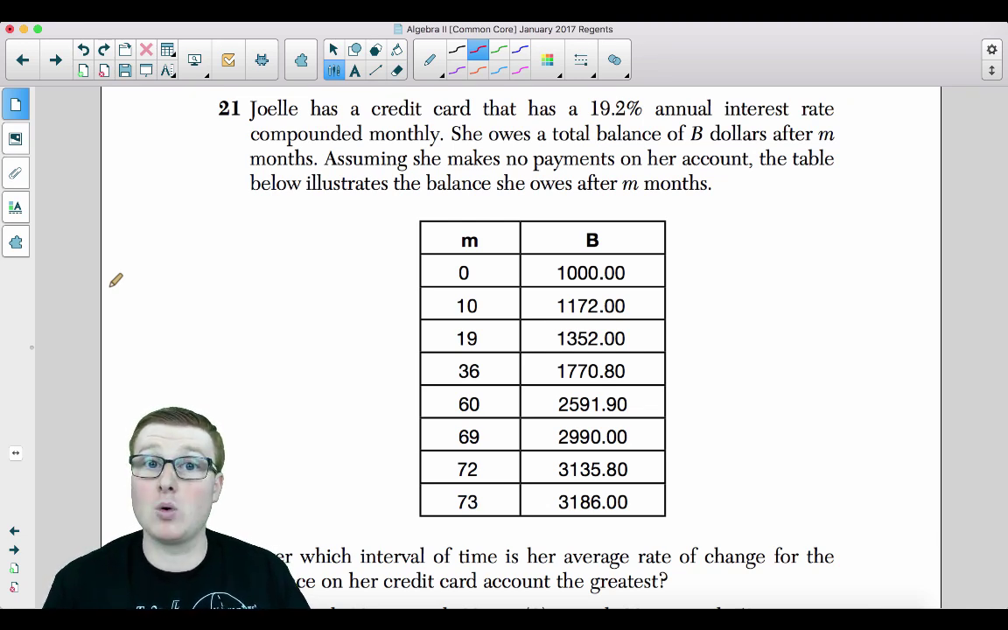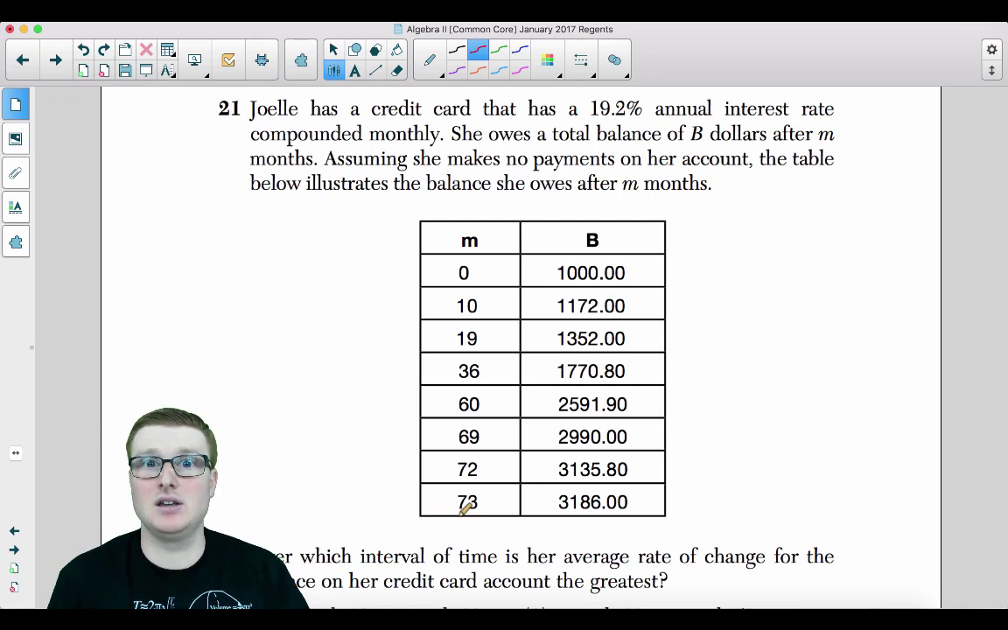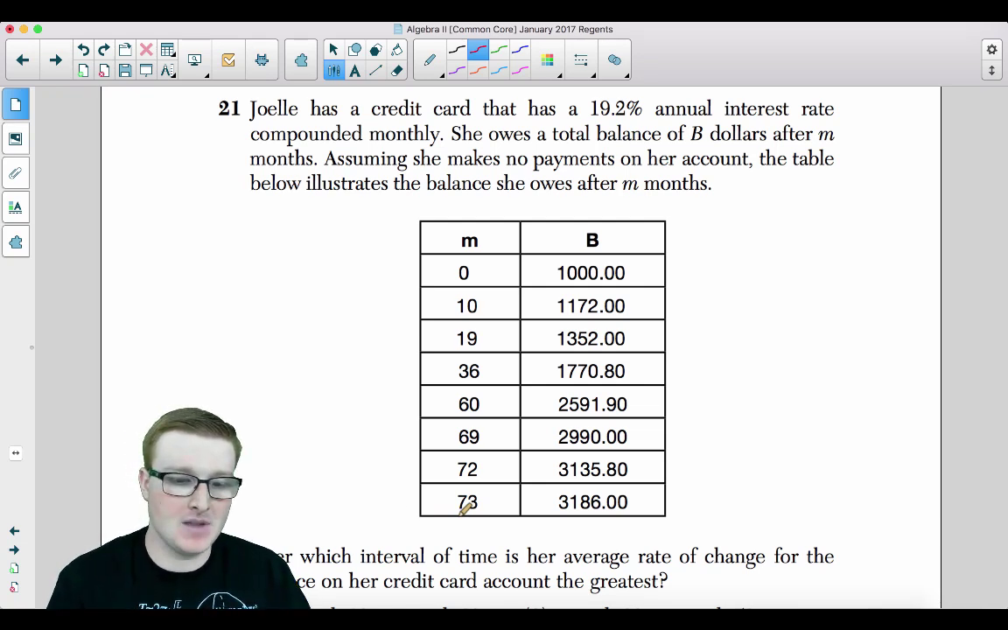I swear, these poor people on the Regents exams, they put people who have bad credit. If you're not paying your credit card after 73 months, you shouldn't have a credit card. You shouldn't even have a bank account.